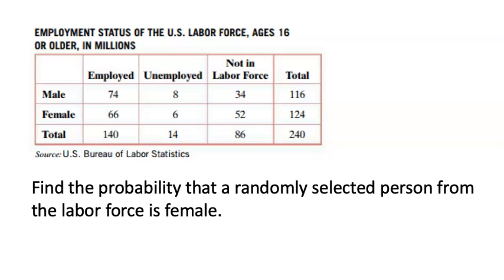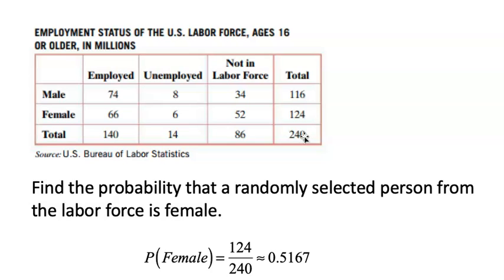So our first question will be, find the probability that a randomly selected person from the labor force is female. So how many winners divided by how many total? How many winners? Well, 124 million, but since this is all in millions, we could ignore the million part. 124 in the event divided by 240 total. Probability of female, 124 divided by 240, or 0.5167.